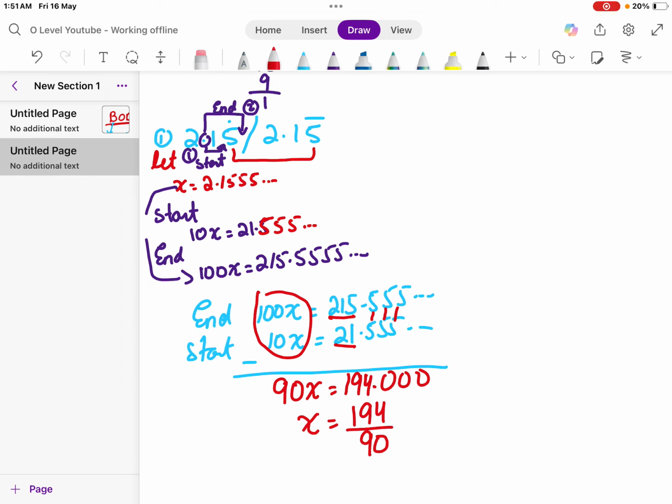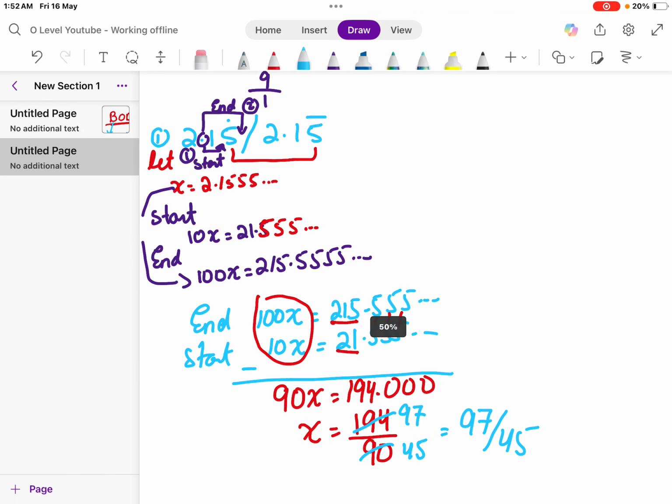Now simplification, you have to do simplification if it's possible. So 2 nines are 18 and 2 sevens are 14, so the final answer will be 97 upon 45. 97 upon 45 is the final answer. You can check, this topic will come in paper 1 for O level and paper 2 for IGCSE, so calculator is not allowed, but right now you can check from the calculator as well whether you are getting the correct answer or not. So this is the way to solve the question and convert a recurring decimal into a fraction.